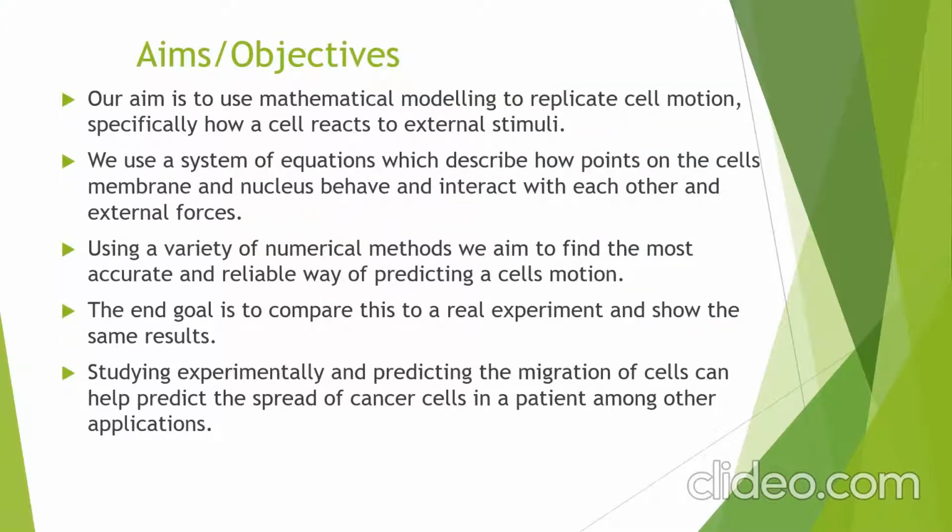Aims and objectives. Our aim is to use mathematical modelling to replicate cell motion, specifically how a cell reacts to external stimuli. We use a system of equations which describe how points on the cell's membrane and nucleus behave and interact with each other in external forces. Using a variety of numerical methods, we aim to find the most accurate and reliable way of predicting a cell's motion. The end goal is to compare this to a real experiment and show the same result.